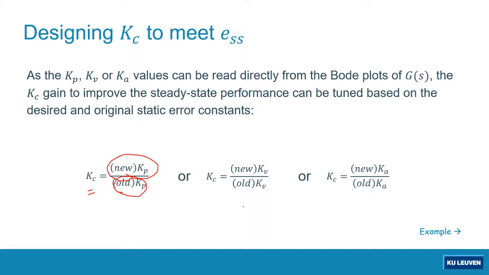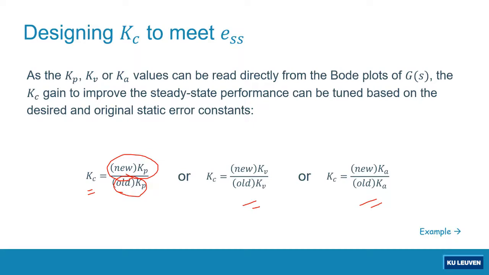Same thing happens to my type 2 system. The Kc, the proportional controller gain that I have to introduce to my type 2 system if I want to improve the steady state performance with respect to a new Ka, is the ratio of the desired Ka, the new Ka, to the original Ka, the old Ka.